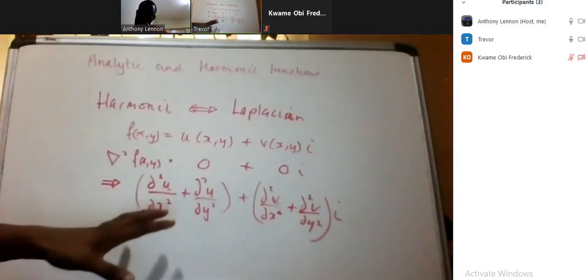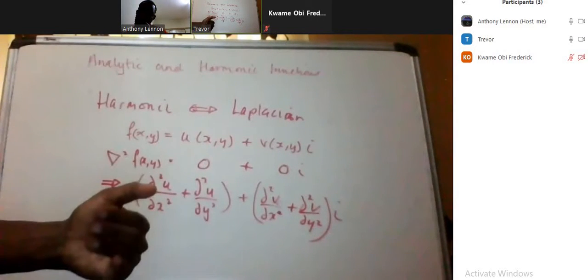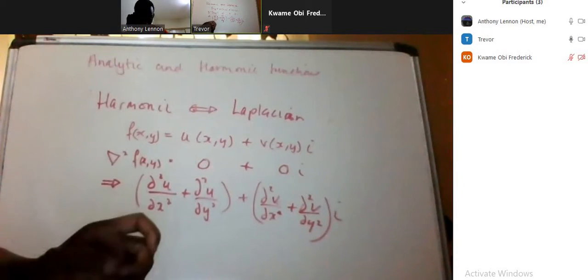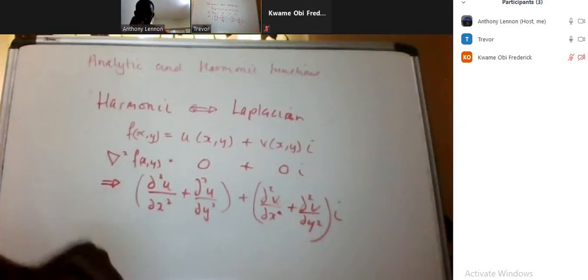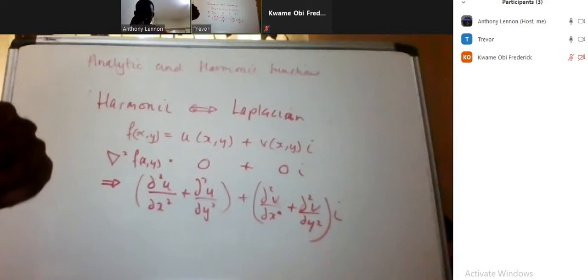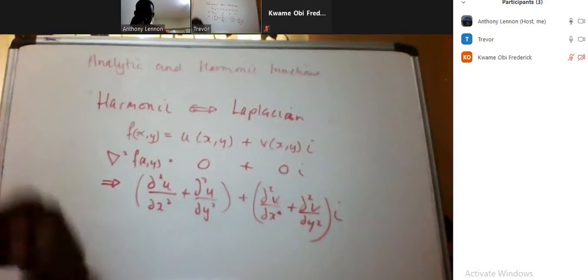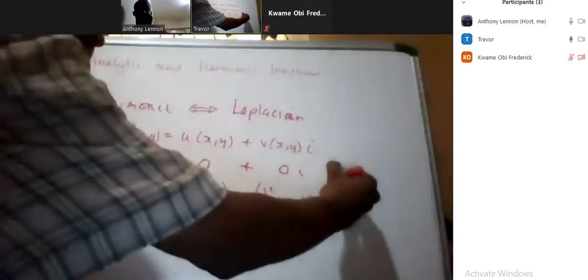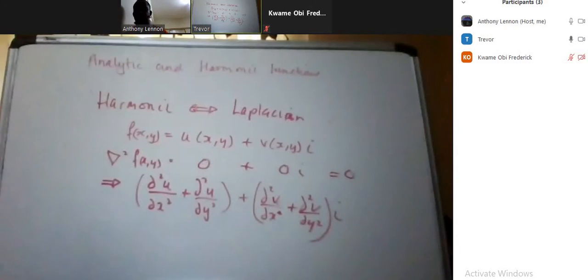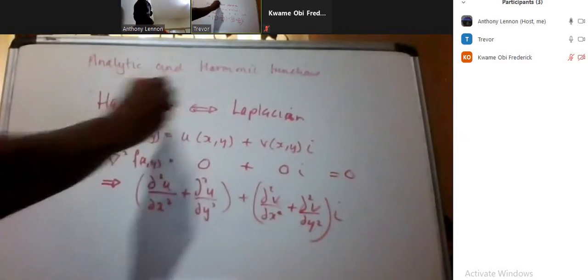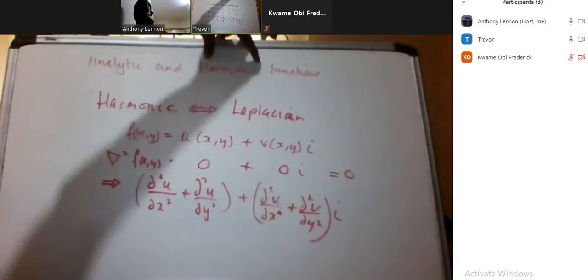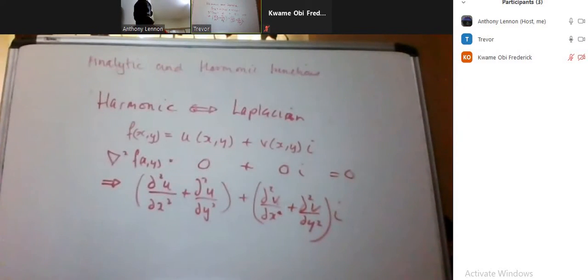And the reason why I changed the way I wrote it is because I want to re-emphasize something. For a complex number to be equal to 0, or for the output of a complex function to be 0, the real part must be 0, and the imaginary part must be 0. So let me write this guy equal to 0. So this is harmonic, implies that. So analytic, Cauchy-Riemann, harmonic, Laplacian. That's what we're doing today.